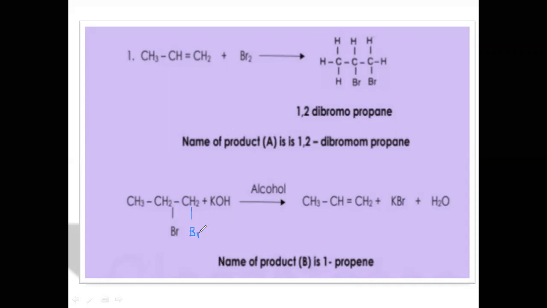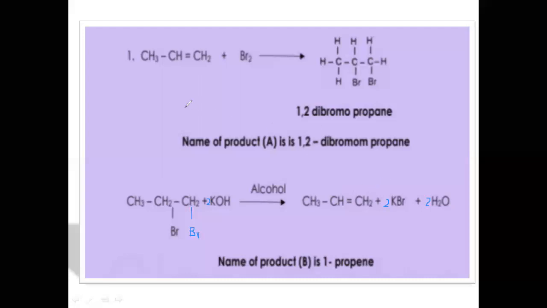If you remember, I told you that bromine from carbon number 1 and hydrogen from carbon number 2 will eliminate out by the potassium hydroxide. And then in the second step, the second bromine and hydrogen from the first will eliminate out by this potassium hydroxide. So for this purpose, we need two potassium hydroxide molecules to give two potassium bromide molecules and two water molecules. The final product which is formed is one propene because double bond is present at carbon number 1, so it is called one propene.